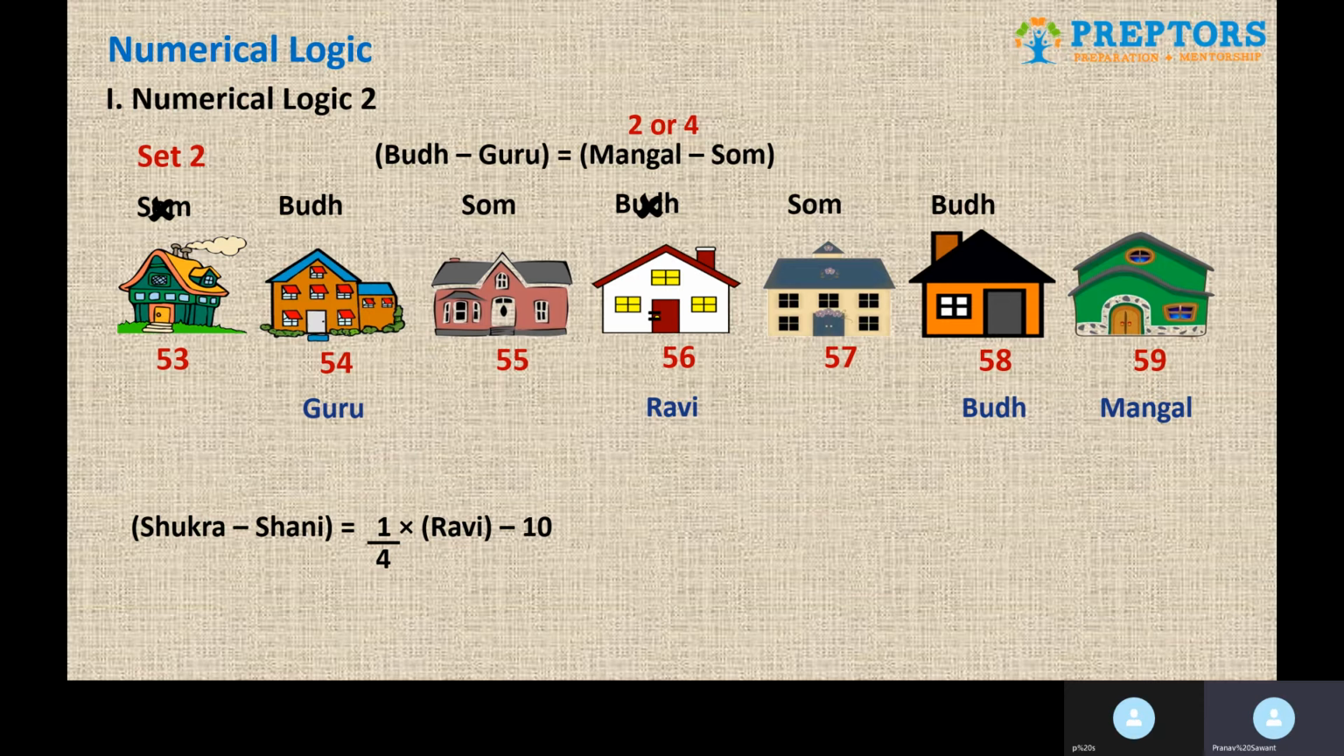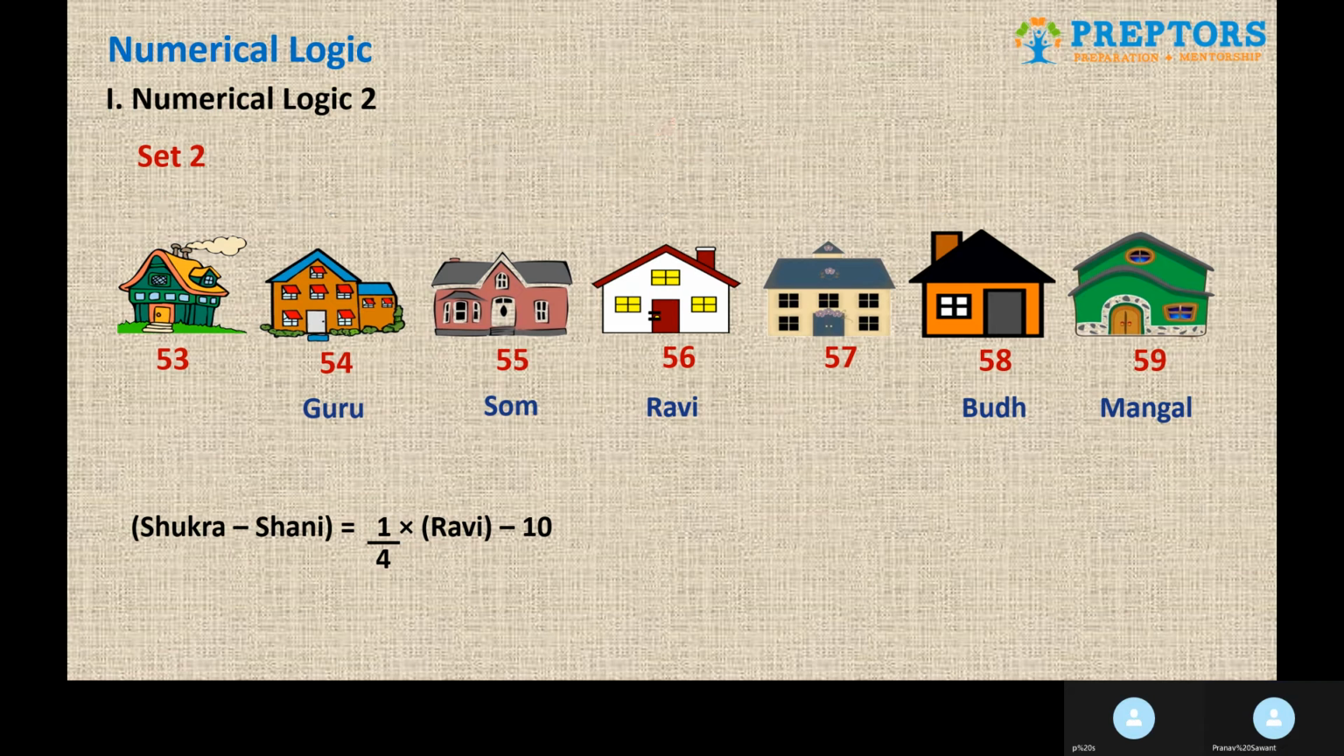Now we are just left with Shukra and Shani. What are the possibilities? Only two possibilities are there. Shukra can be 53 or 57, and Shani can be 53 or 57. Is it? No, there are no two possibilities.